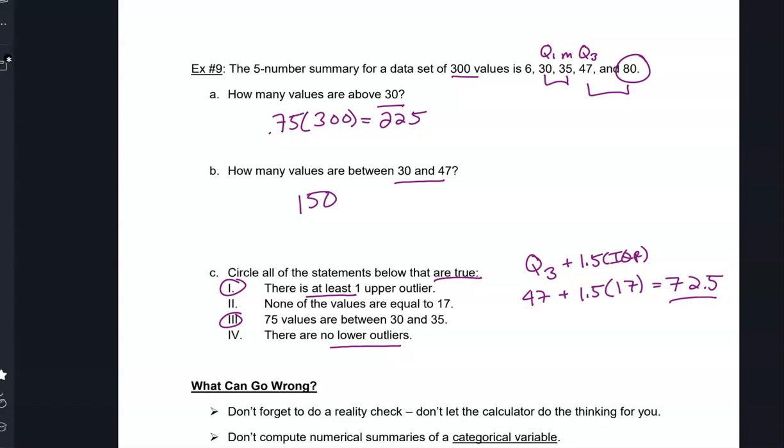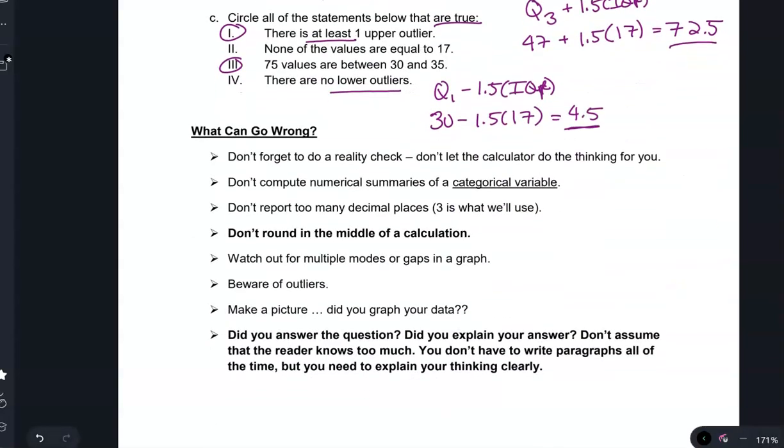There are no lower outliers. Let's do the math. Q1 minus 1.5 times our IQR, which in this case would be 30 minus 1.5 times 17. That would be 4.5. Our lowest value here is 6, so there can't be any numbers lower than 4.5, so that's not true either.